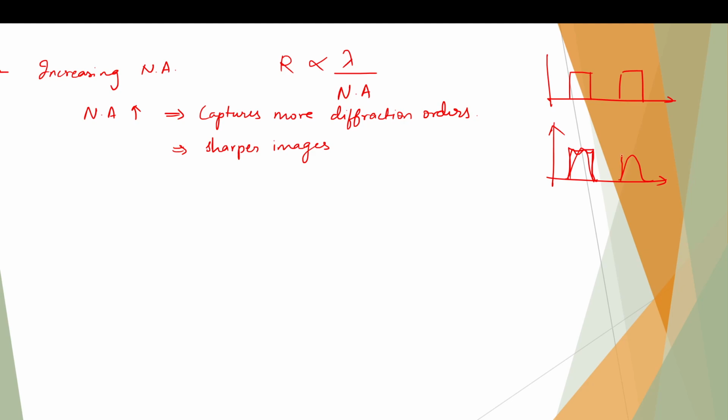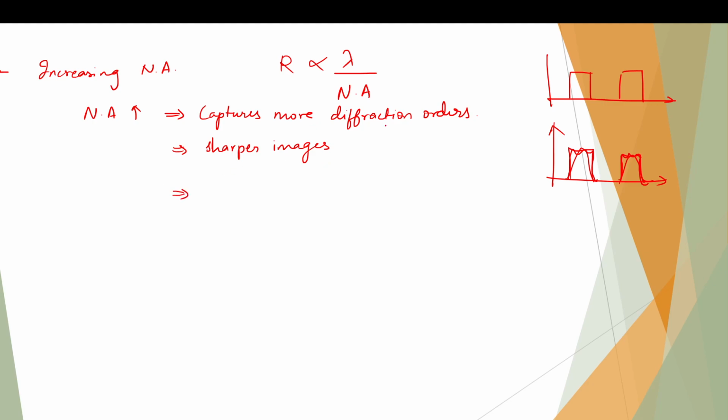Just simply, if you remember from your Fourier component class, by including a larger number of Fourier components, we are able to get the waveform in the perfect shape that we want. The similar logic applies here. If we capture more diffraction orders, then the net image that we form on the surface of the wafer will be closer to the desired image, the image in the layout. So that will make the images sharper.